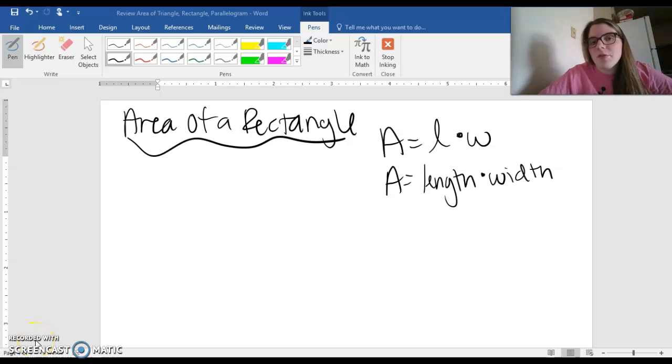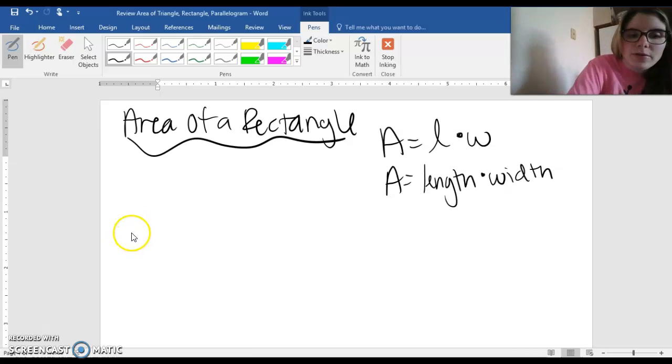Okay, so we're going to start by going over the area of a rectangle. So the area is going to be length times width, and then I just rewrote it out. So it's L times W, and that stands for length times width. And this is actually something that you learned in 3rd grade, so it should just be a review.